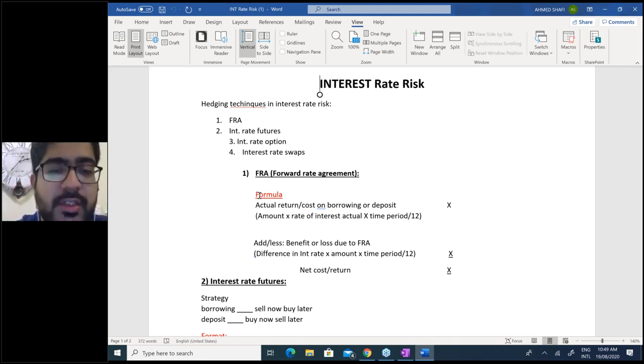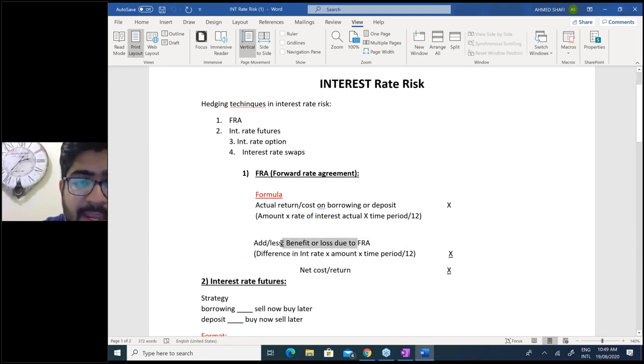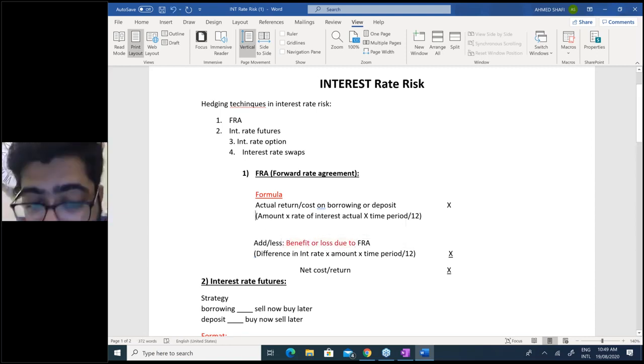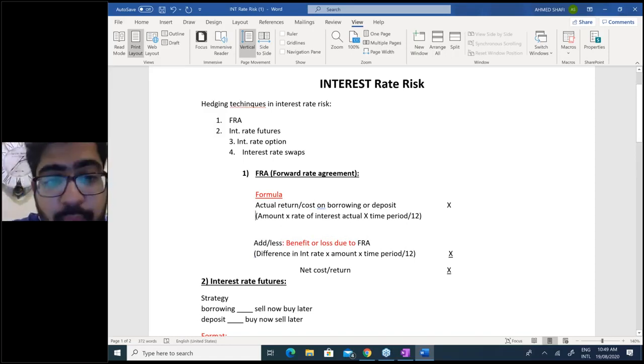You need to judge it by taking the difference in interest rates, whether it's a benefit or a loss. And surprisingly, the benefit or loss can be added as well as deducted. How? Let's suppose you got a benefit.